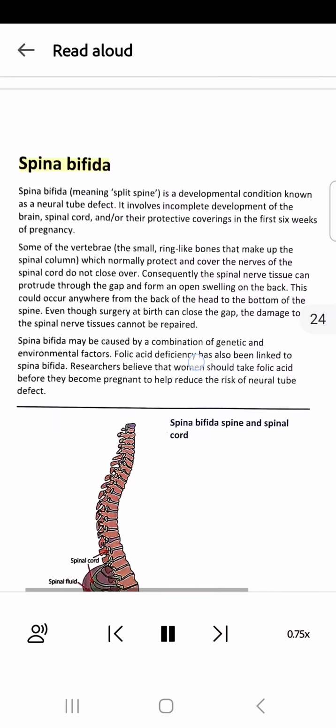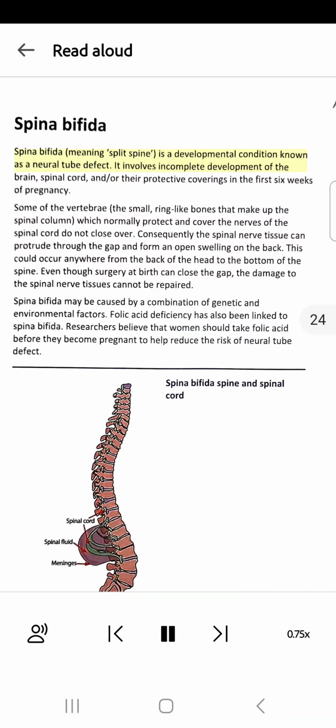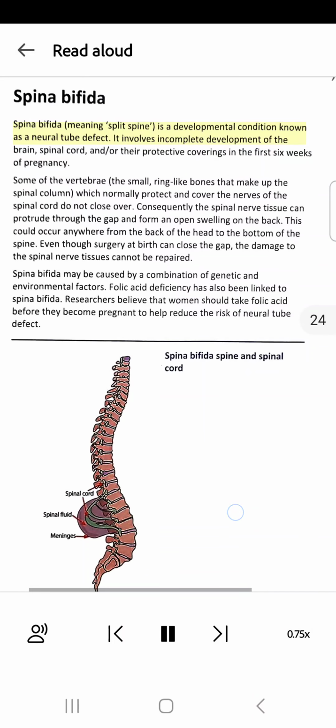My notes: spina bifida, meaning split spine, is a developmental condition known as a neural tube defect. It involves incomplete development of the brain, spinal cord, and/or their protective coverings in the first 6 weeks of pregnancy. Some of the vertebrae, the small ring-like bones that make up the spinal column, which normally protect and cover the nerves of the spinal cord, do not close over.